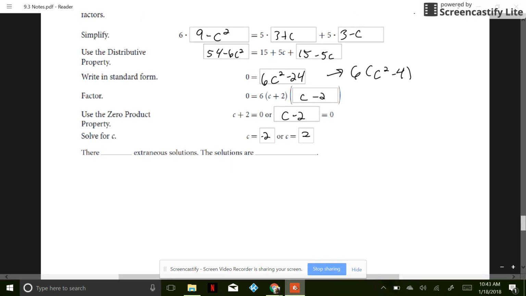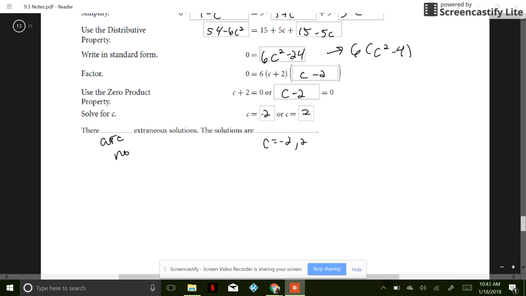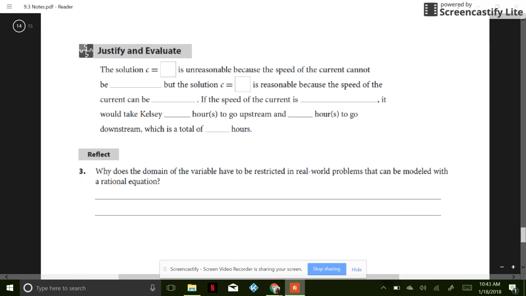So there are no extraneous solutions. The solution is c is equal to negative 2 or positive 2. However, c equal to negative 2 is unreasonable because the speed of the current can't be negative. Remember, speed is a real-world situation here, it can't be negative. But the solution c equals positive 2 is reasonable because the speed of the current can be positive.